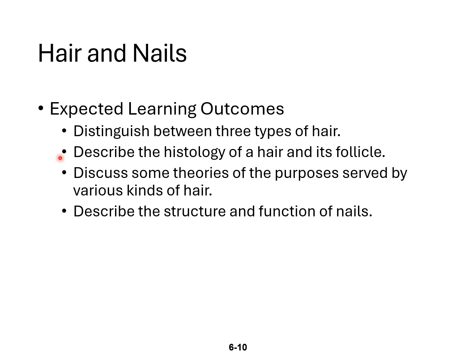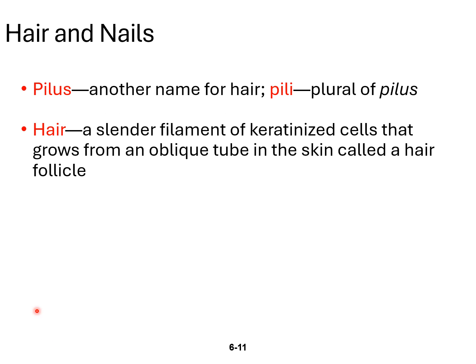Hair and nails. We kind of talked about some of the nails in the last lecture. We're going to repeat some of that. We're going to take a closer look at the different types of hair we have throughout our life. We're going to talk about the function and structure of the hair and the nail. The pilus is another term for hair. Pili is plural. Pili, the plural of pilus.